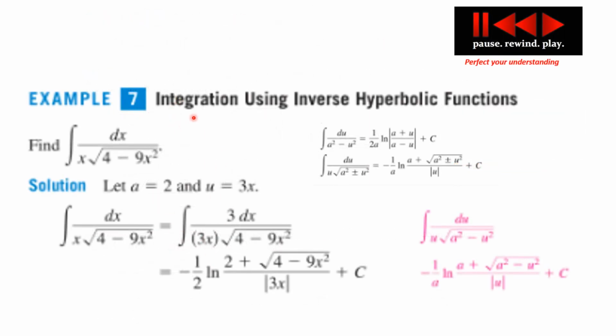This is an example using the formulas that we have for the inverse hyperbolic functions to do integrals. So for example, in this integral, you let a be 2 and u be 3x, and it's this bottom one that we can use. We make that substitution, and we simplify, and we get this as our answer.